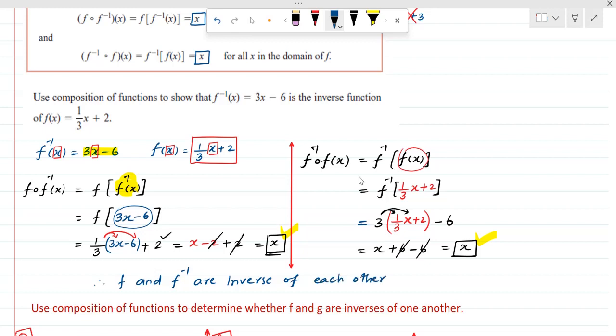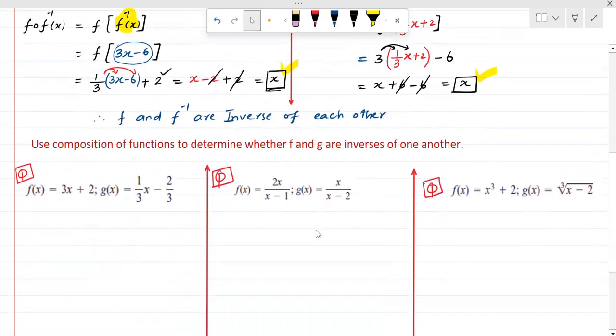Why? Because we will get the condition is true here. The condition is true. That's why we will write it. Now we will solve more problems in the same topic, using the composition of the function to determine whether f and g are the inverse of each other.